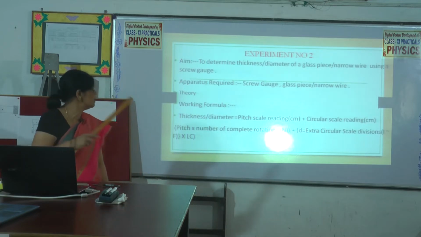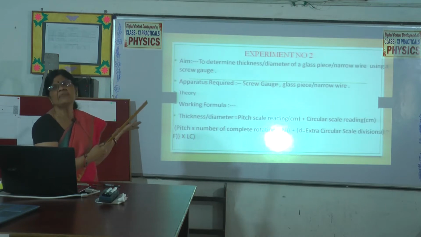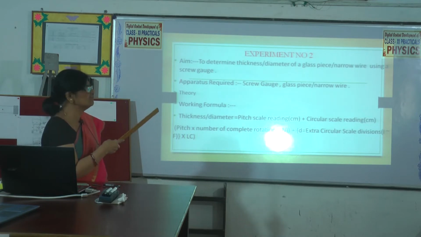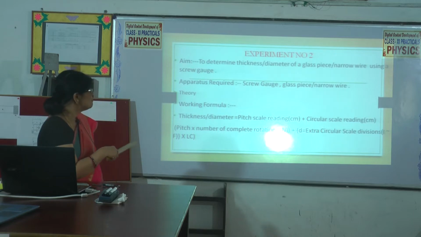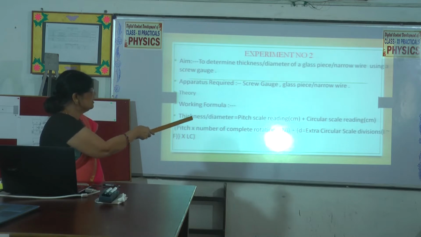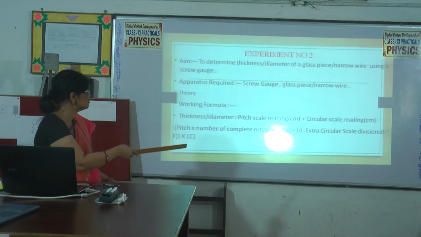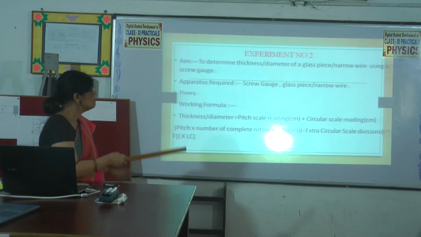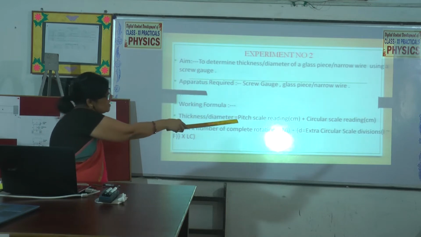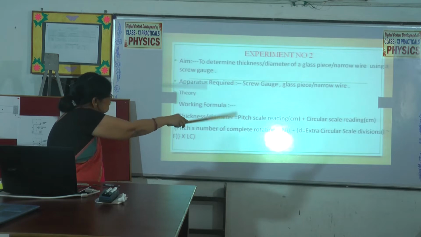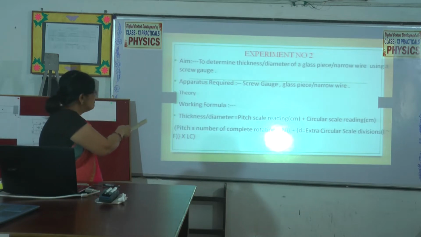Here is the working formula. The thickness, or if your diameter is asked, both will have the same answer. Pitch scale reading in centimeter plus circular scale reading in centimeter. That is pitch into number of complete rotations n, plus the circular scale reading, that is extra circular scale division d multiplied by least count. Extra circular scale division, all that part I will be explaining gradually, but since this is a formula, I have to write I difference f, not I minus f. I is initial circular scale division, difference f, final circular scale division, multiplied by least count.